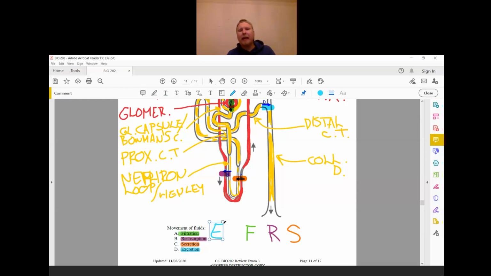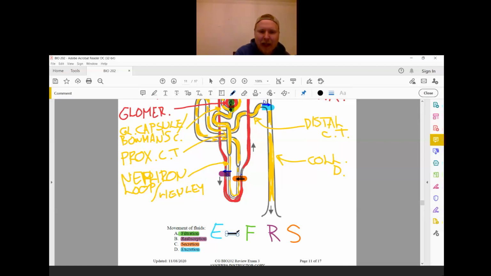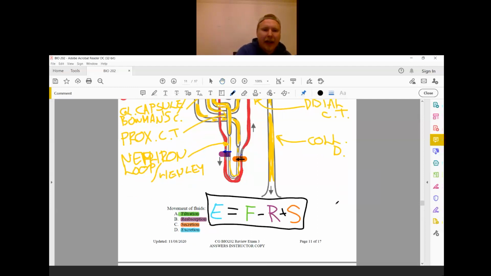If you wanted to, if you're mathematically inclined and find formulas very comforting and easy for you, you can consider that the excretion is the filtration minus reabsorption plus secretion. So that can be considered as kind of a formula to explain the movements of these fluids within the nephron and physiology of the nephron.